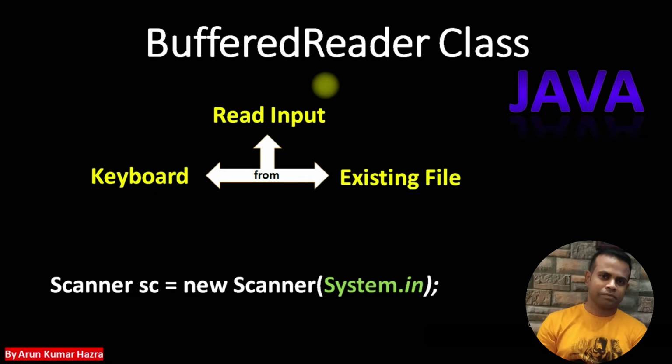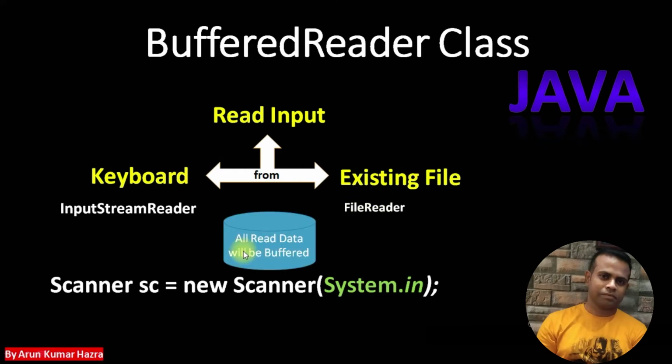we have to perform two different steps. First we have to take the help of InputStreamReader if we are reading the data from the keyboard, or if we are trying to read the data from an existing file, then we have to take the help of FileReader. So all the data or input from the keyboard or file system will be buffered first, and then using the BufferedReader class we can access the data from this buffer. So today we will learn how to take input from the keyboard and later we will learn how to take input from a file.